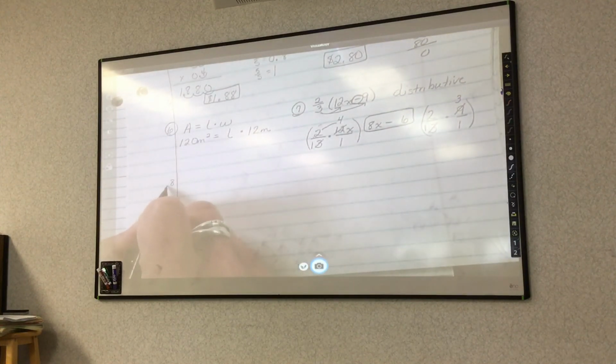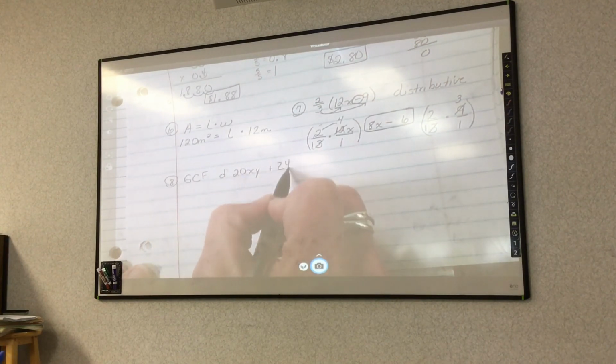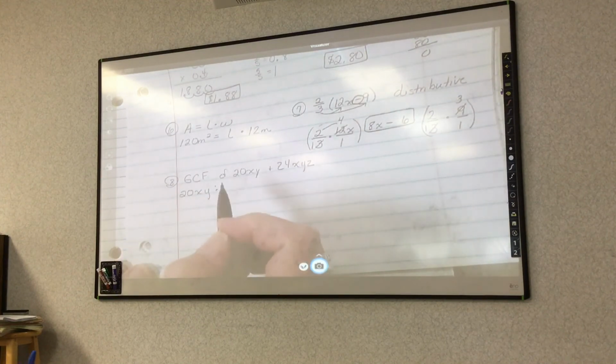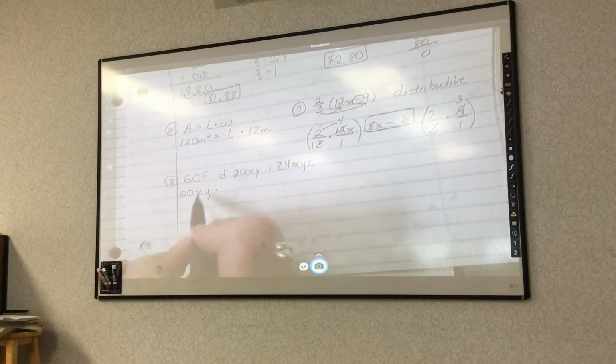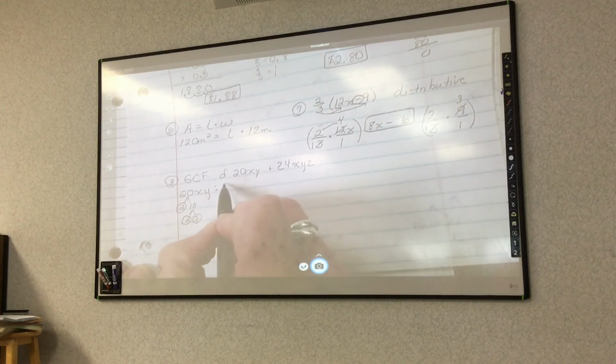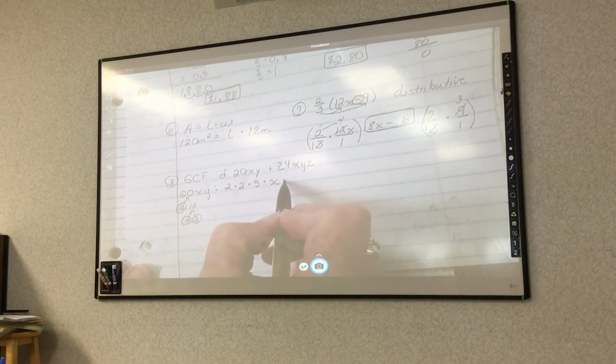Number 8, find the greatest common factor of 20xy and 24xyz. We're going to start with 20xy. You have to first do it by finding the prime factorization. So it's 2 times 10. 10 is not prime, so 2 times 5. So the factorization of 20xy would be 2 times 2 times 5 times x times y.